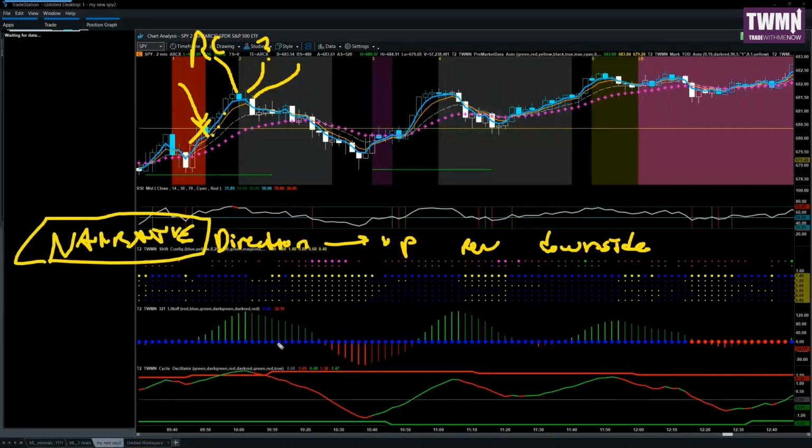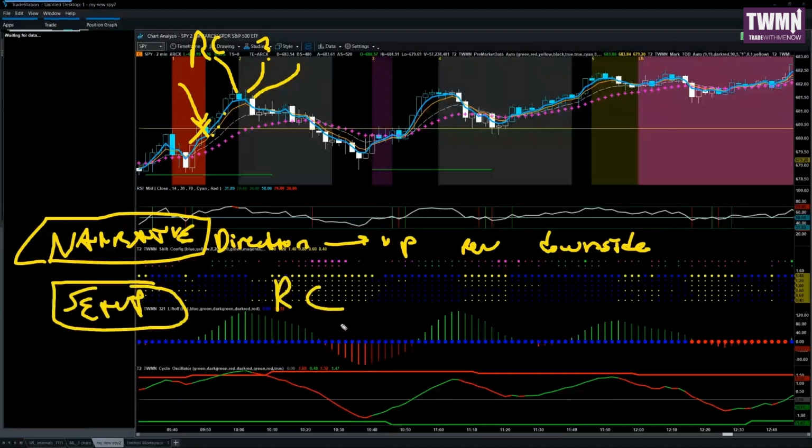That's my narrative. I open up my computer. I see what I see. I know it's coming up on 10 o'clock. I know price is going up. I am going to look for a reversal. Then I look for the setup. What is the setup? One thing. A reversal candle. That's it.